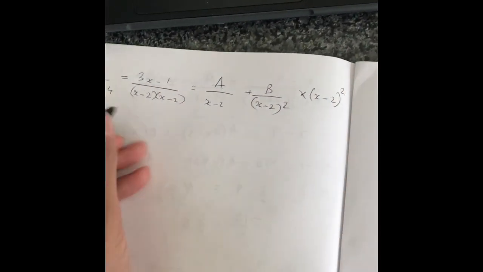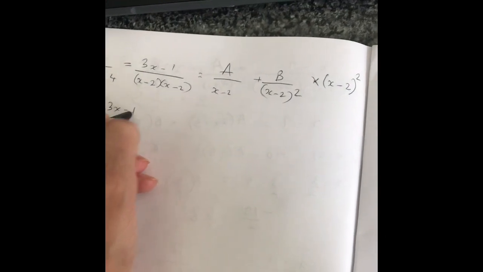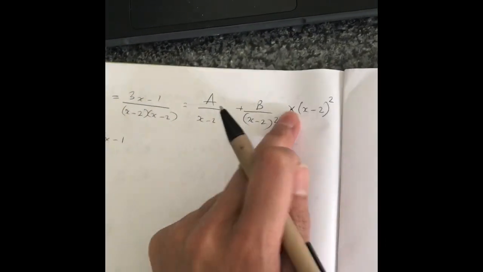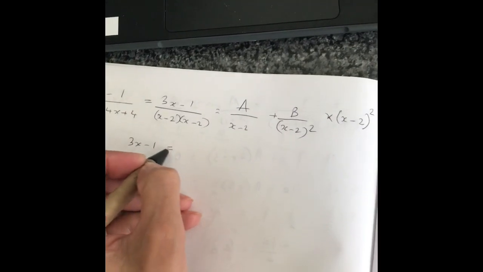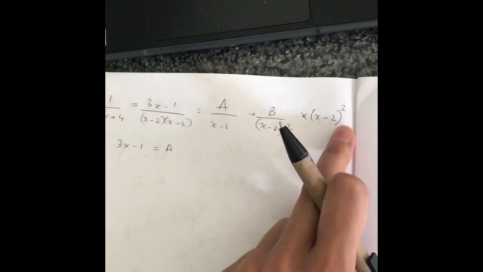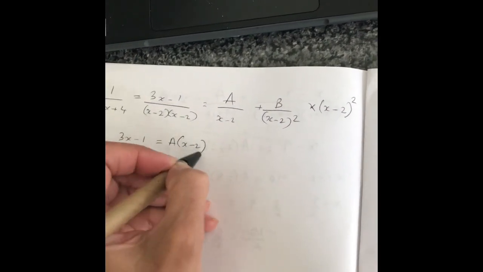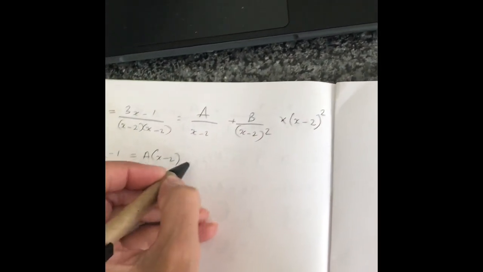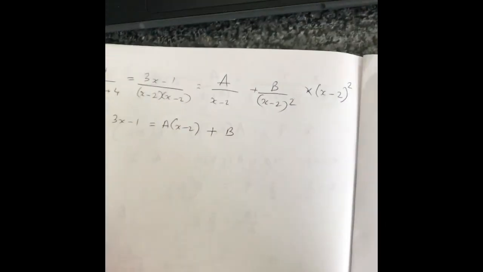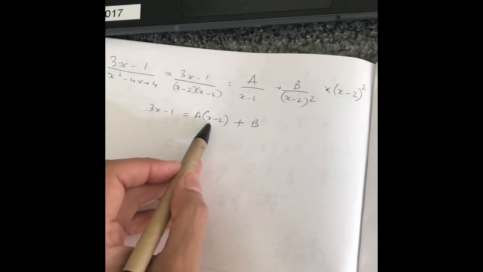And if I do that, I will have 3x minus 1 over here, because these would cancel with that. Over here, one of the x minus 2 brackets would cancel to leave me with x minus 2. And this one, both of them would cancel to leave me with just b. Okay. And then just like before, I'm going to make that bracket 0.